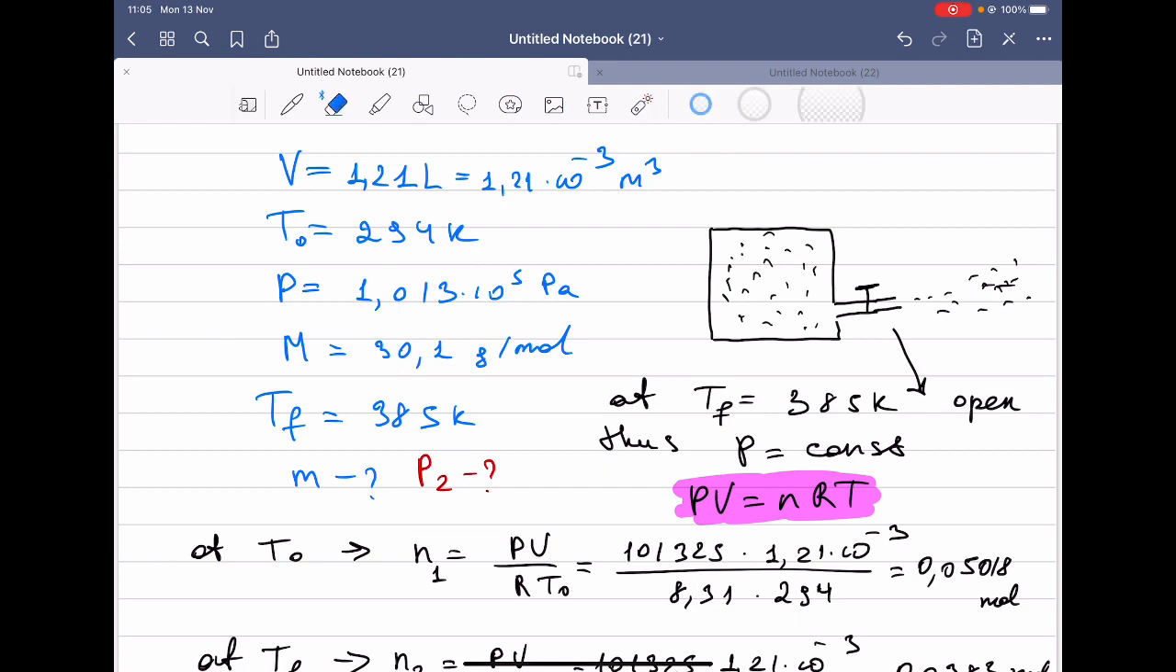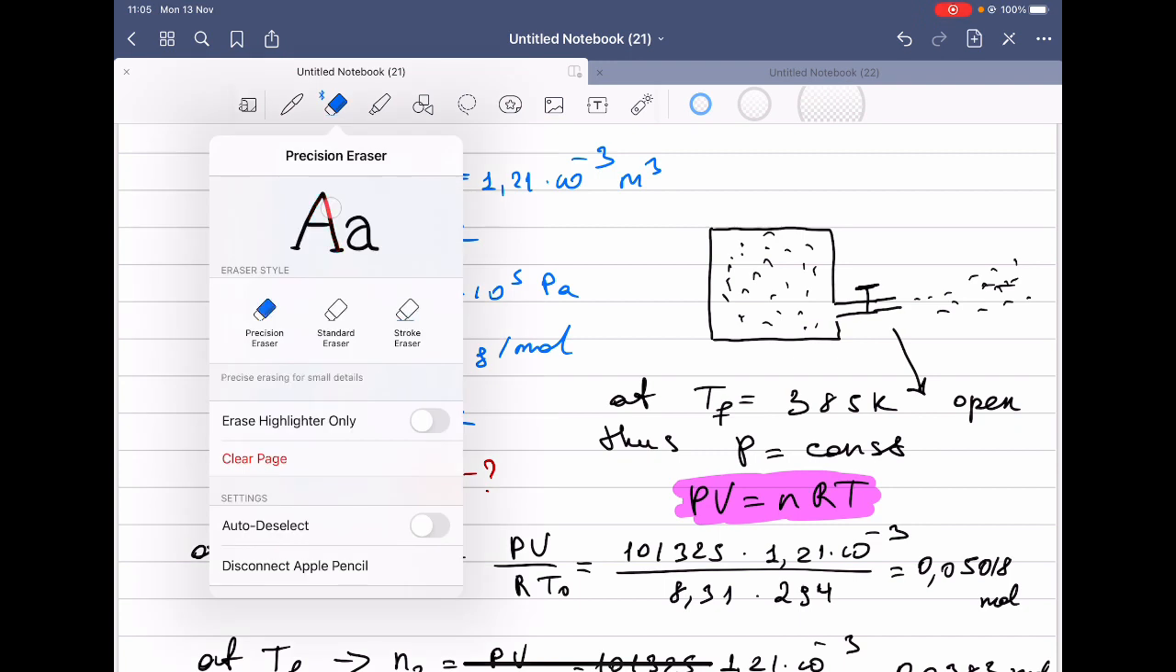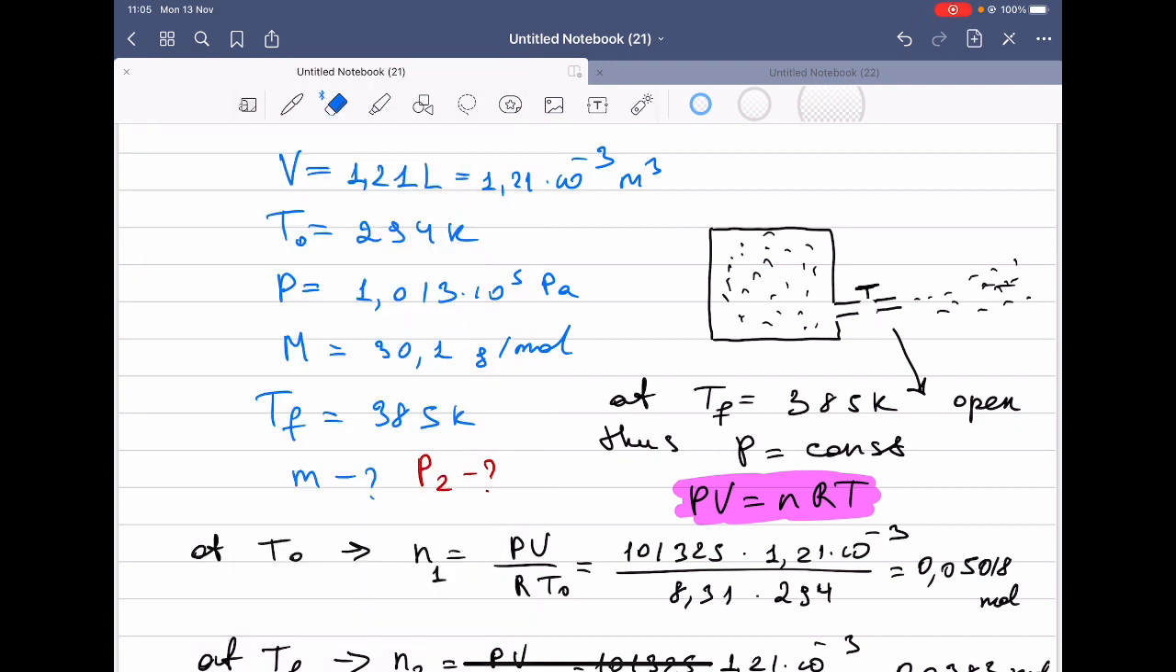Okay, so they make it open, and then they increase the temperature. Then you have to find how much mass is left inside this container, and then we have to find what will be the pressure inside. Okay.